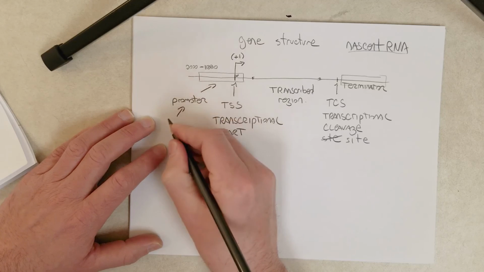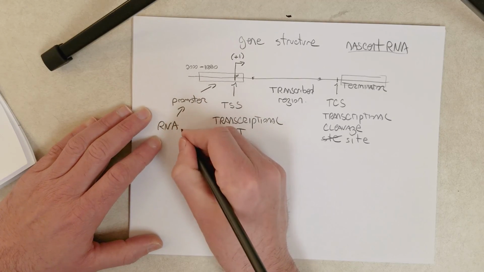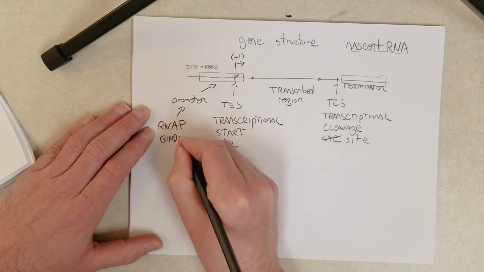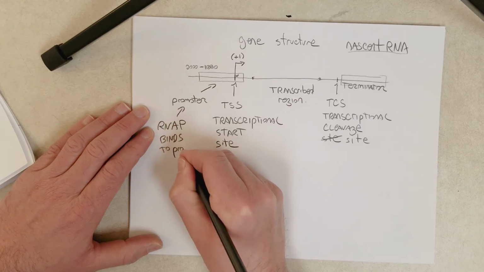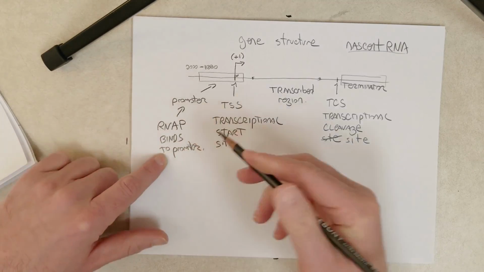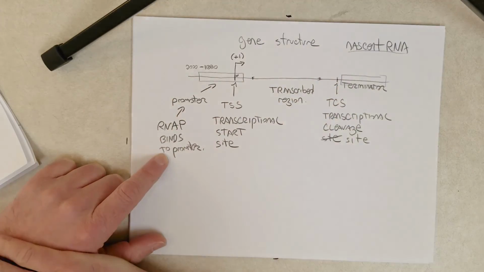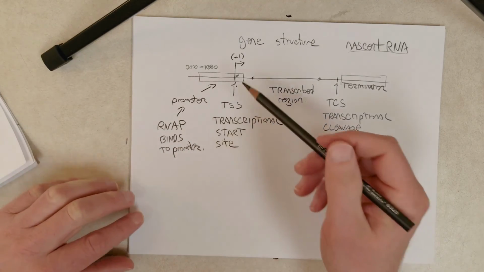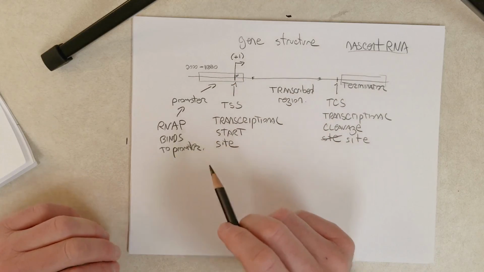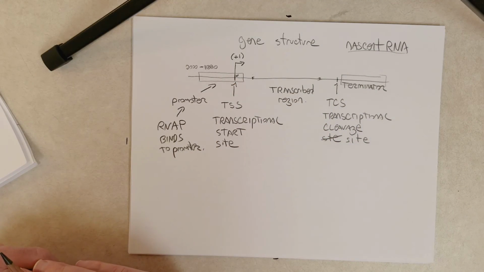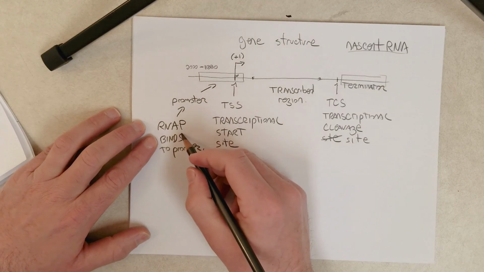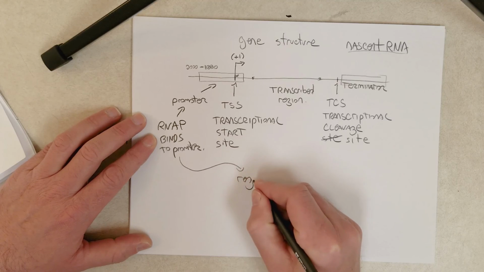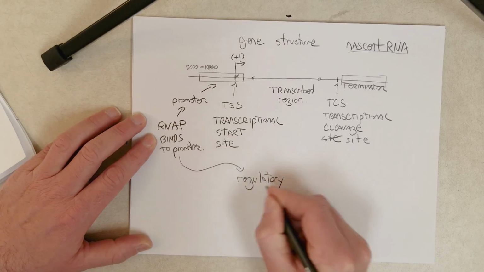And what it does is this is where RNA polymerase binds. RNAP, or the eukaryotic RNA polymerases, bind to the promoter. So it's the part of the gene that RNA polymerase binds to, and it needs to bind to the gene in order to transcribe it into an RNA molecule. And in order for RNA polymerase to bind, the promoters have what we call regulatory elements.